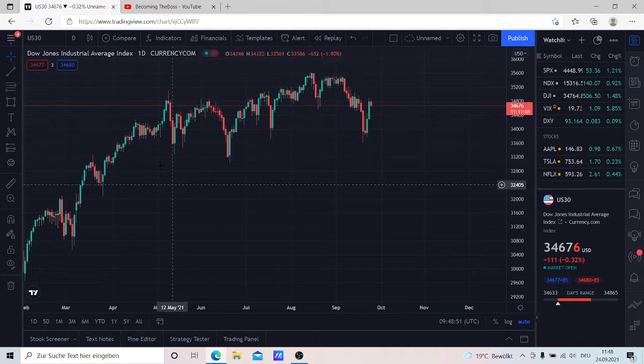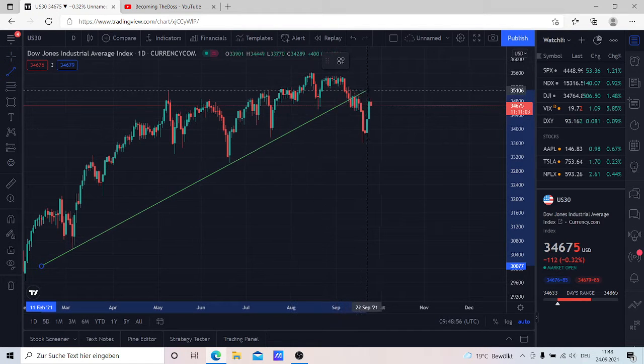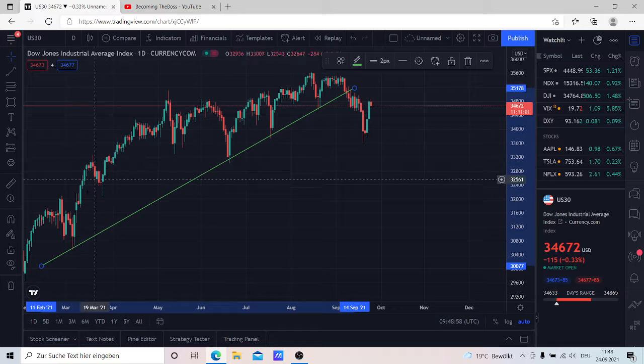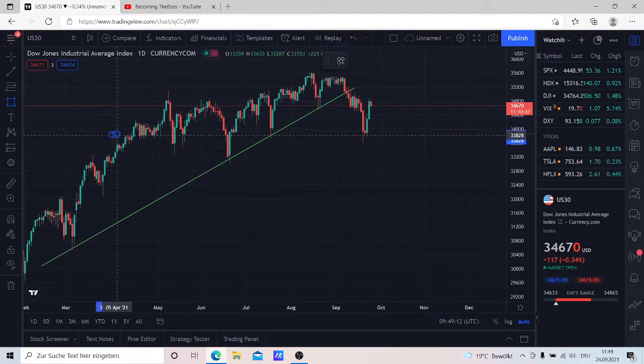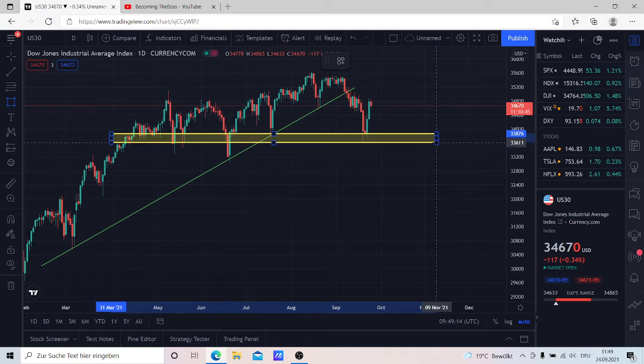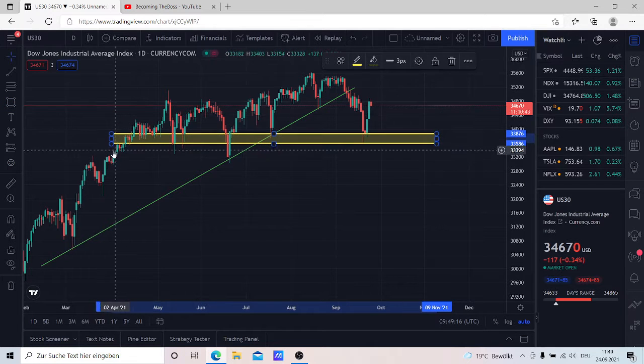Here in front of me is the US 30 chart, and as mentioned previously, we had this uptrend here, and we saw a retest of this trend line a couple of times, and now we broke this trend line to retest these levels here that acted previously as a resistance line and quite a couple of times as a support line.